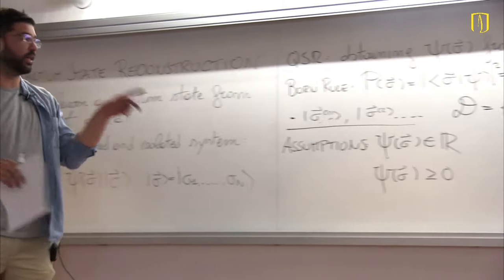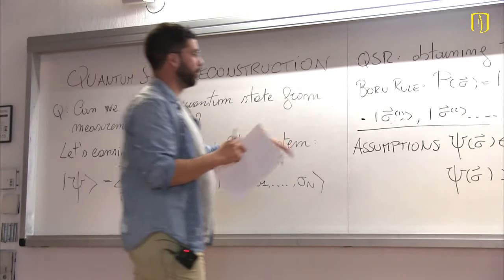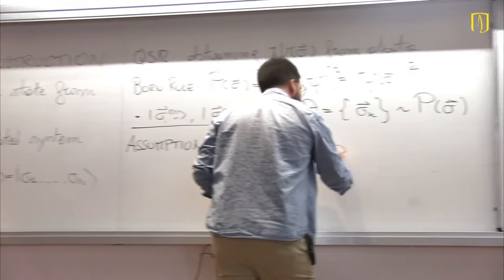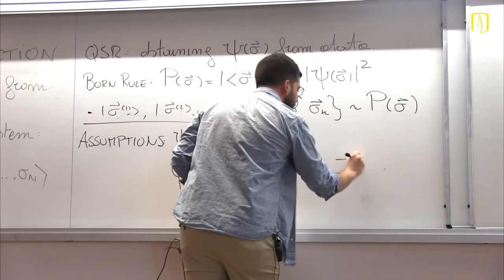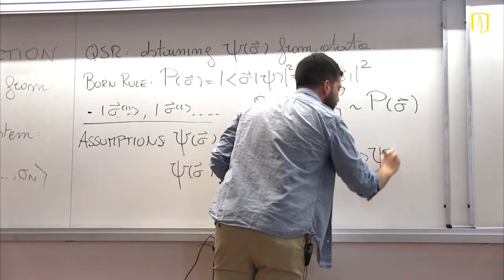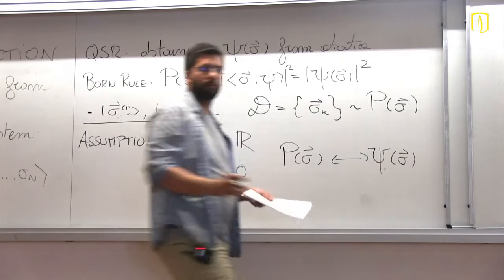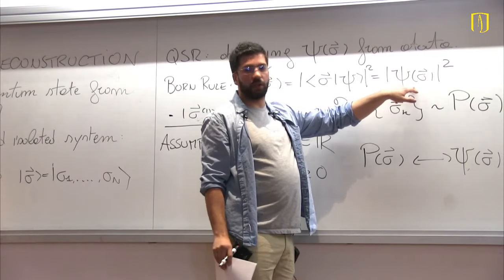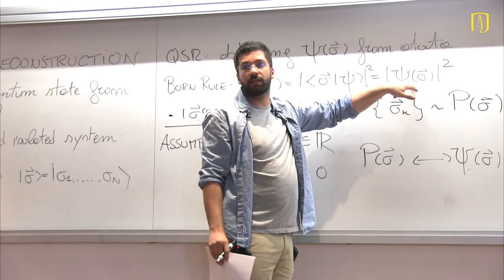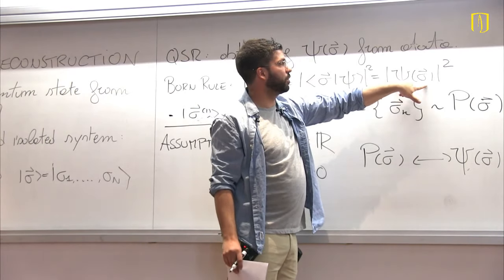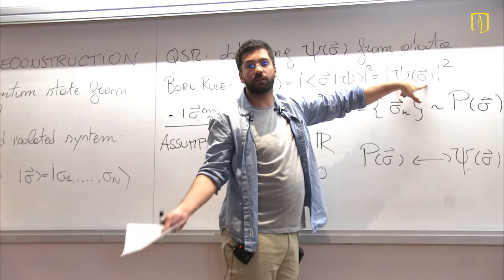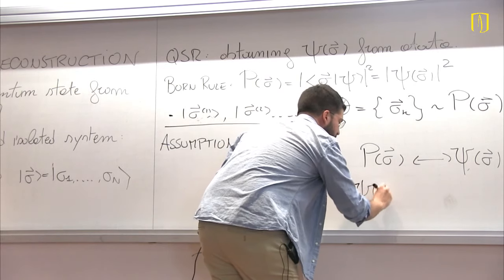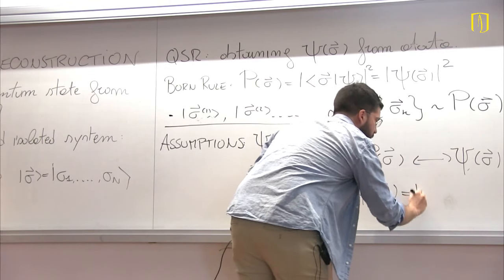And so, as you can imagine, if these two conditions are true, then there is a one-to-one relation between P of sigma and psi of sigma, right? This number is not negative, is non-complex, so taking the absolute value squared is the same as taking the square. So essentially we know that psi of sigma is equal to the square root of P.